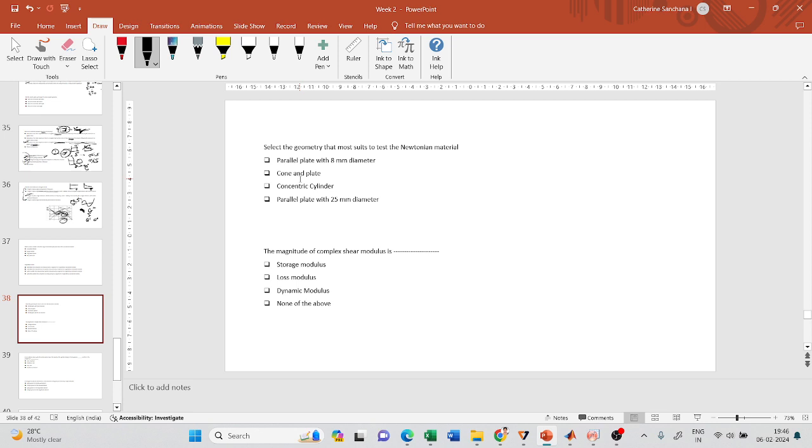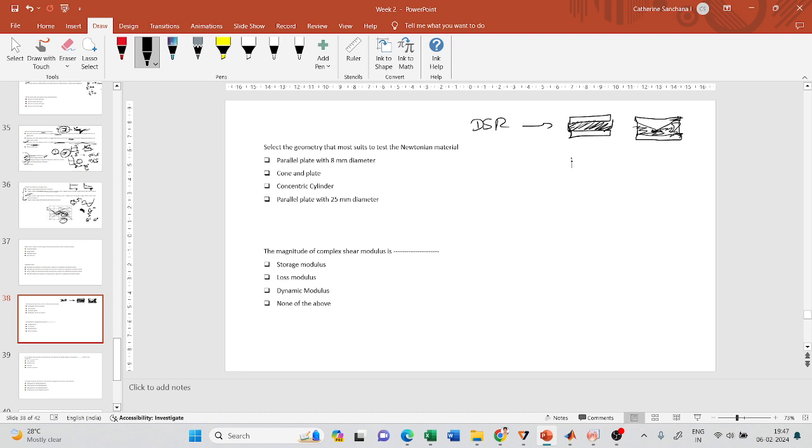Select the geometry that most suits to test the Newtonian material. So in a DSR, there are three geometries. One is a parallel plate system, which means the top and bottom are parallel plates. The material is sandwiched between two parallel plates. The other is a cone and plate geometry. So the top plate is in the shape of a cone, the bottom is a plate, and the material is sandwiched between these two.